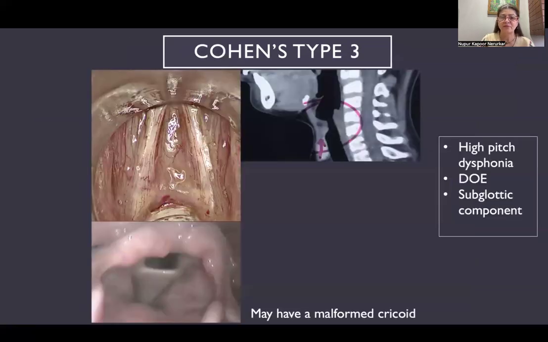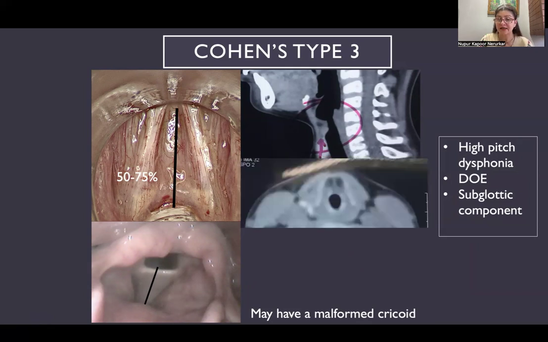With a Cohen's type 3 web, the web is getting thicker. It's getting more extensive anteriorly, going into the subglottis, as you can see on the CT scan over here. And here the patients have a high-pitched dysphonia with dyspnea on exertion, and a subglottic component. Usually the anterior posterior component is 50 to 75%. Sometimes there may be a malformed cricoid, which may or may not be picked up on the CT scan, depending on the ossification.